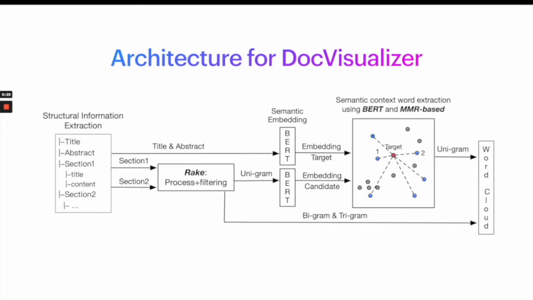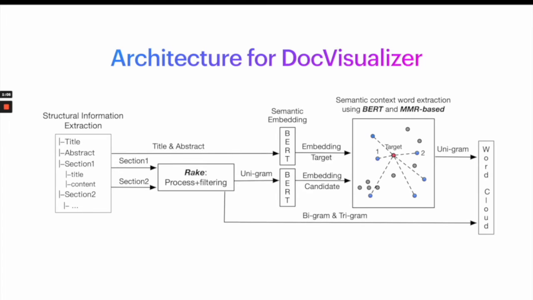We will first accept a PDF and extract the structural information using the Grobid API. There's the title, abstract, and sections with sectional title and sectional content. We will then pass the title and abstract to do the BERT semantic embedding, because we believe title and abstract have the most semantic meaning and can represent the full text.